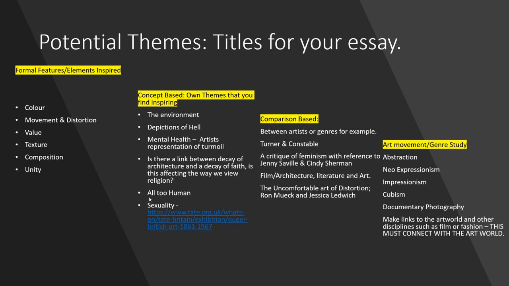Secondly, you could look at, for example, concept-based titles, so depictions of hell, for instance, or sexuality. Comparison-based could be a comparison between Turner and Constable and the competition they had as artists, and how they bounced ideas off one another, or it could be 2 contrasting artists. Say, for example, looking at feminism and contrasting and comparing representation, looking at artists such as Jenny Saville and Cindy Sherman.